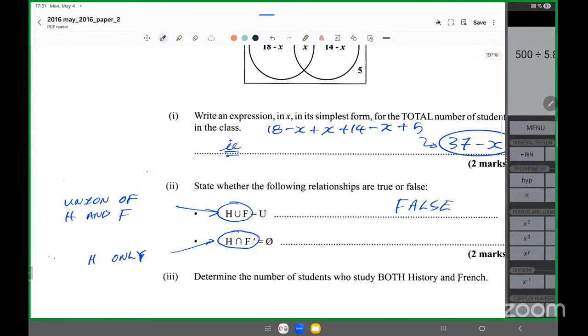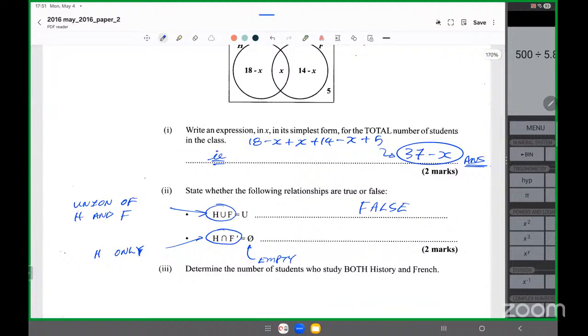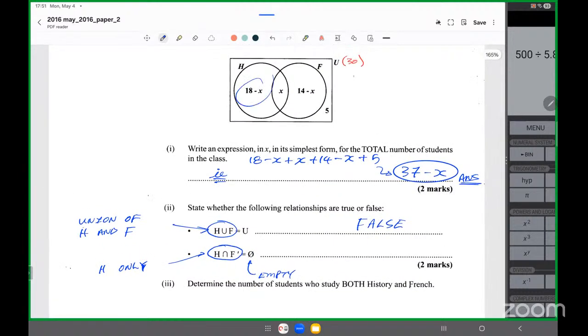And this means empty set. This means an empty set or a null set. So this also is false, because we have values in H minus F. So both of them are false, because H only is not empty.